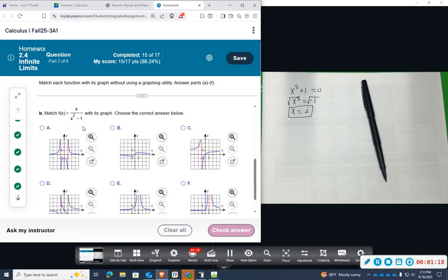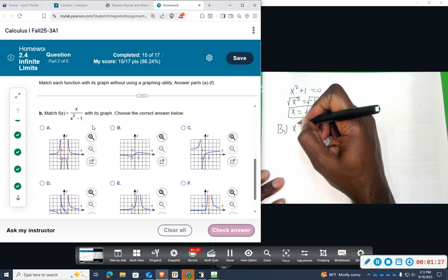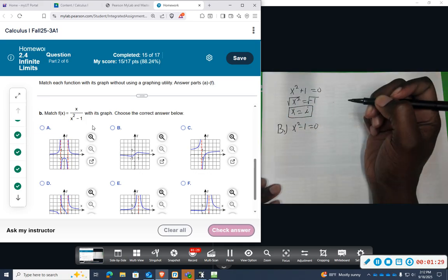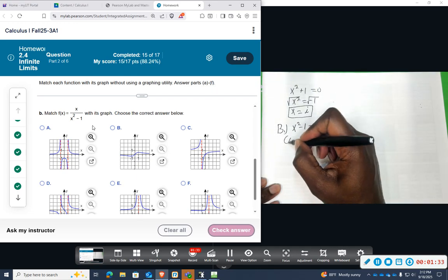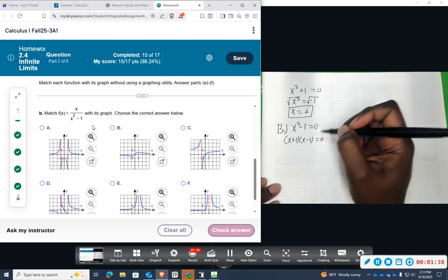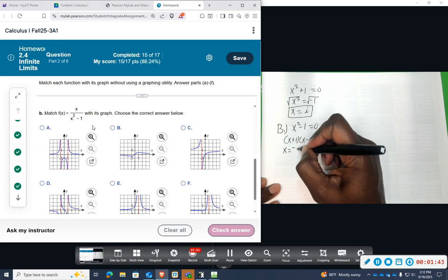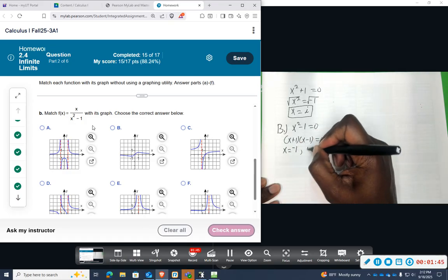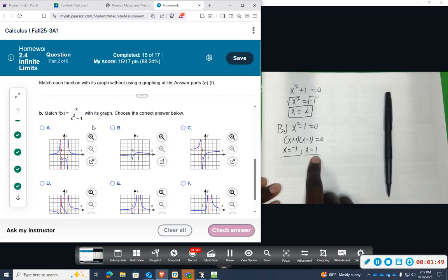Okay, so now part B, we have x over x squared minus 1. I'm going to find the asymptotes for this graph. x squared minus 1, we're going to set that equal to 0. We can factor this by doing a difference of squares, x plus 1 and x minus 1. Setting both of these equal to 0 will give us asymptotes at x equals negative 1 and x equals positive 1. So we get 2 vertical asymptotes here.